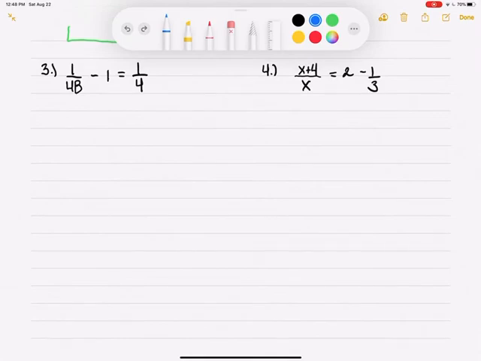In example 3, I have 1 over 4b minus 1 equals 1 over 4. Now, here it's only showing 2 fractions, these 2 fractions. 1 is not a fraction, but I'm going to need to make it one. To make 1 a fraction, I simply draw a line below it and put a 1 underneath. Because 1 divided by 1 equals 1, so I haven't changed anything.